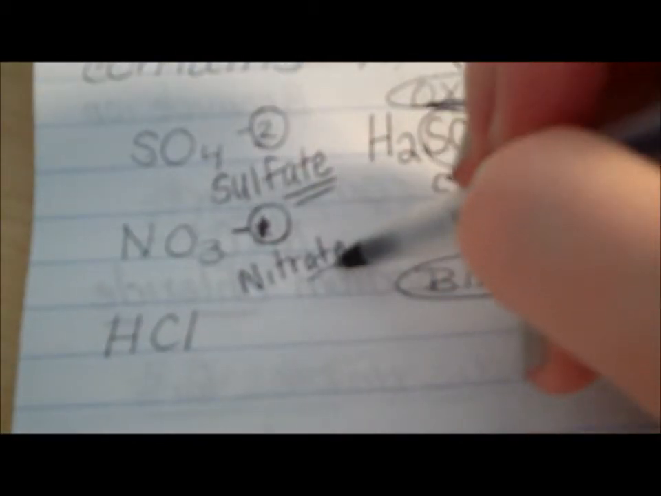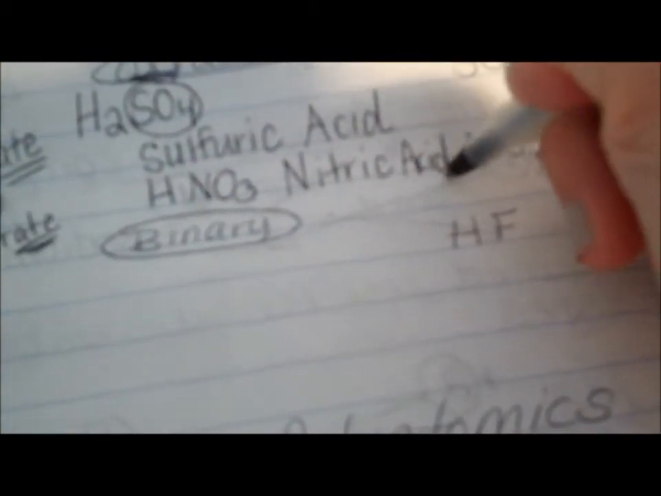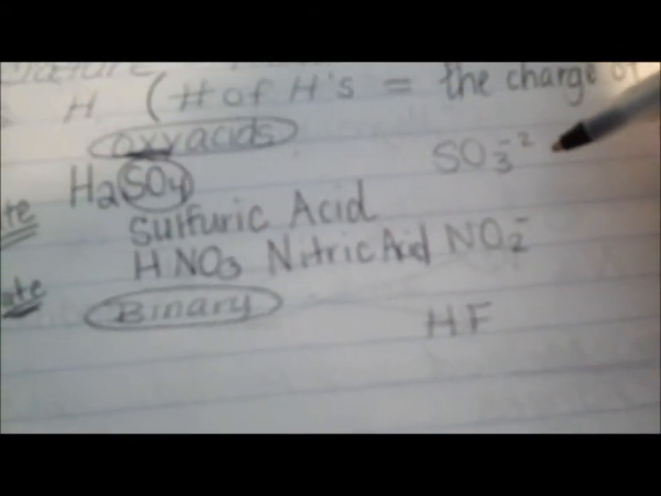Now if we look at our next example, we have NO3 minus 1. So we're going to have nitrate. We had the same ending as we did before, but we have only one charge here. So how many hydrogens do we need? We just need one, so it's going to be HNO3, and nitrate will change to nitric acid.